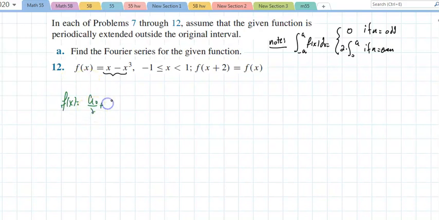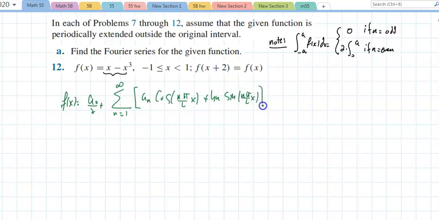plus the series, n equal or m equal, it makes no difference, of a sub n, the cosine of n pi over L x, plus b sub n, the sine of n pi over L x. And let me get a few things out of the way here. If I look at L, the length is really 2, the period is 2 units, which equals 2L, which indicates that L equals 1.